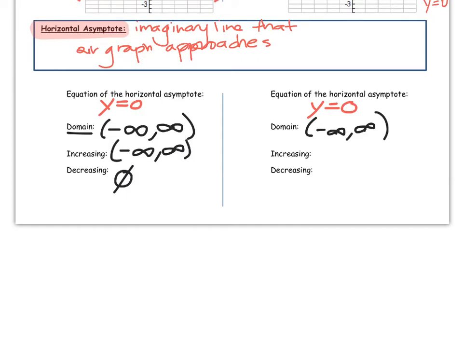All right, this graph is quite the opposite. From left to right, this graph is decreasing. If I draw that same stick figure on the left, he is going down. So this graph is decreasing from negative infinity to infinity, and it is never increasing.